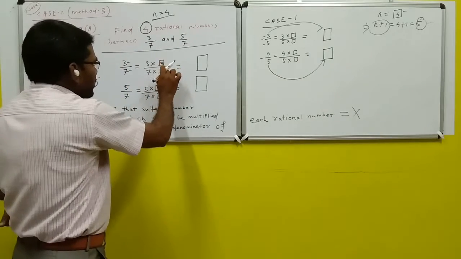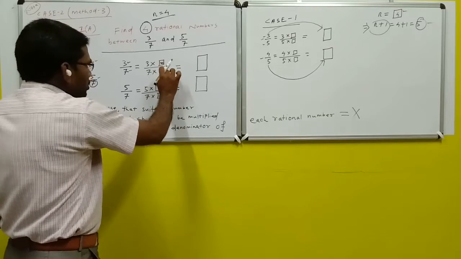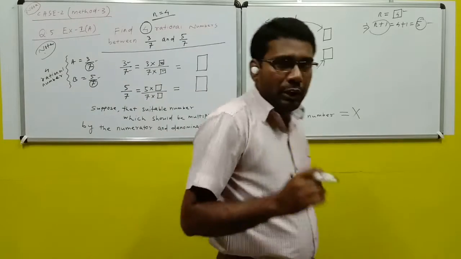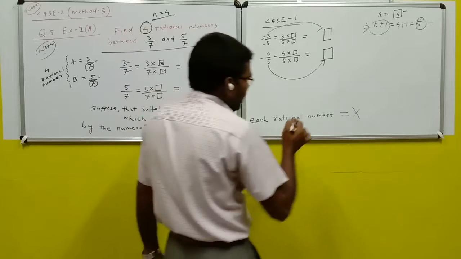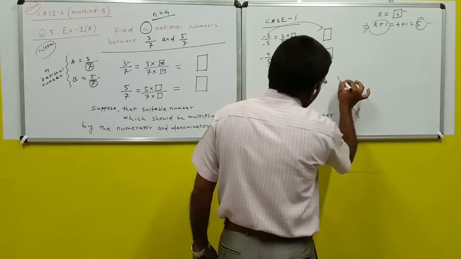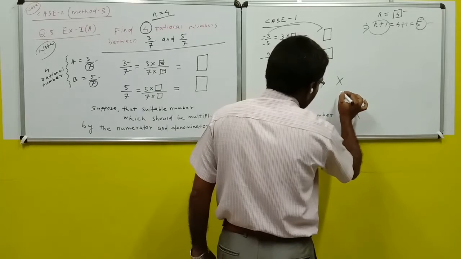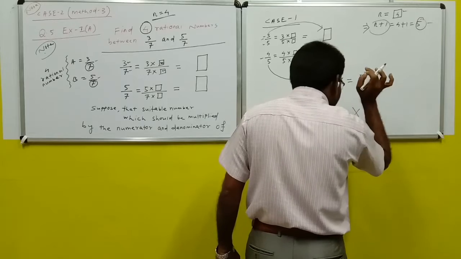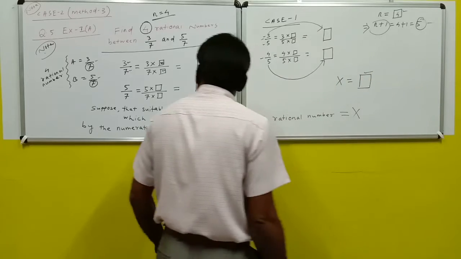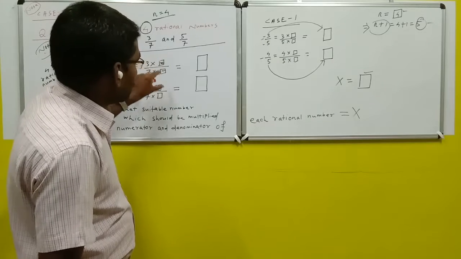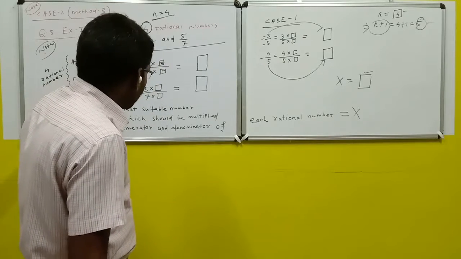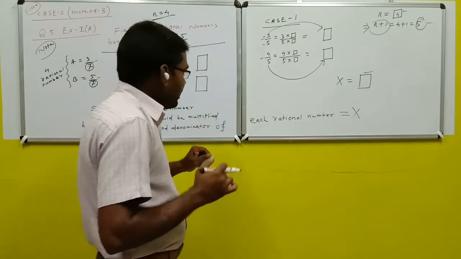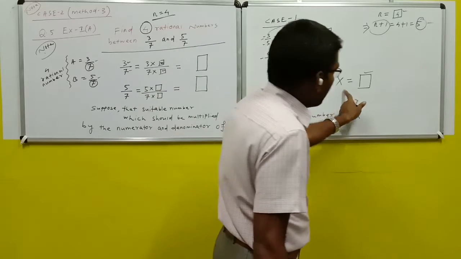Yes, this suitable number was considered as x. Suppose it means you have to decide what will be the suitable value for x. You have to decide it, and that number should be multiplied here and also here to change these two given rational numbers into their respective equivalent rational numbers. So you have to find out the value of x.